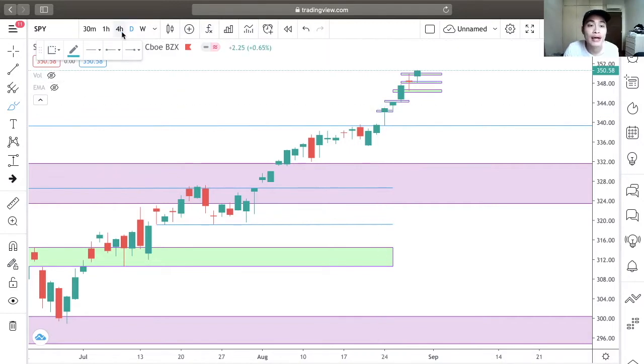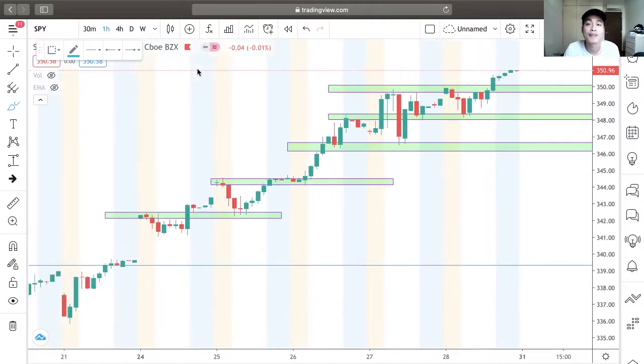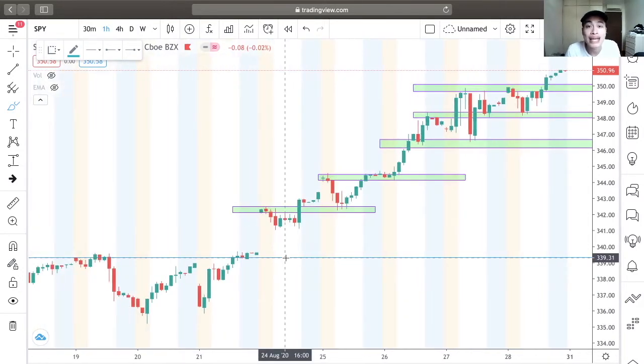So let's take a look at the hourly time frame. Okay, so we are on the hourly time frame. The hourly time frame gives us a better picture of what is going on behind the daily and weekly time frames. If we take a look at the hourly time frame over here, this blue line is indicated by the psychological level of 339, or the pre-pandemic high of 339.